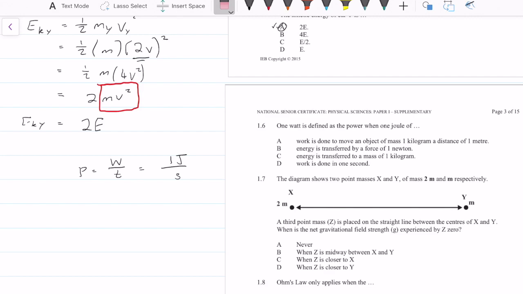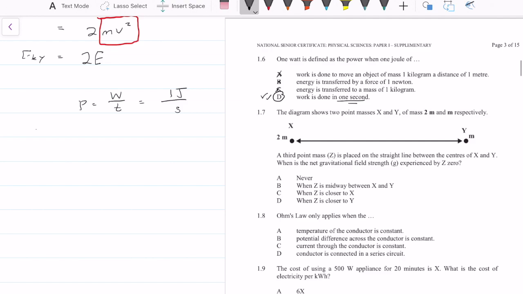then not A, is not A, the energy transferred by one force is not B, energy transferred to a mass of 1 kilogram, no, but is the work done in 1 second. So we're looking at D being the correct answer.